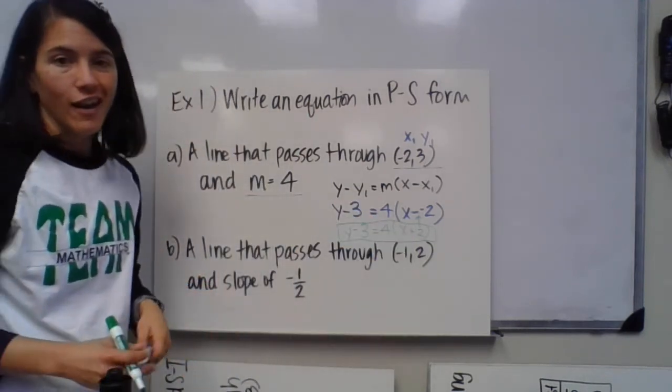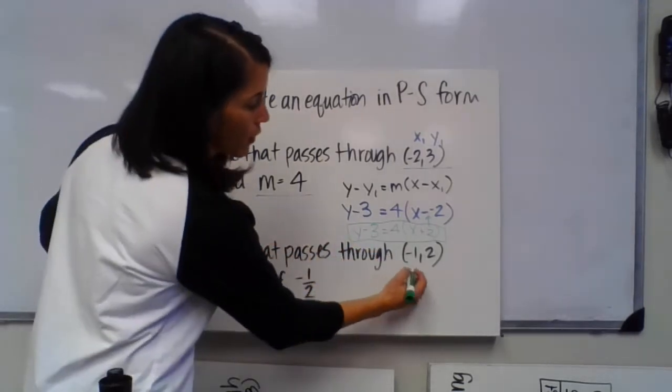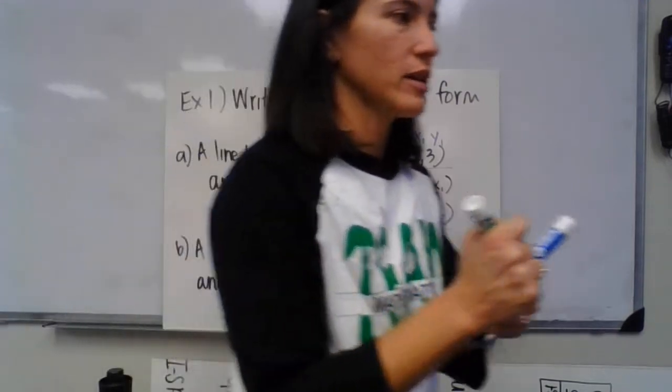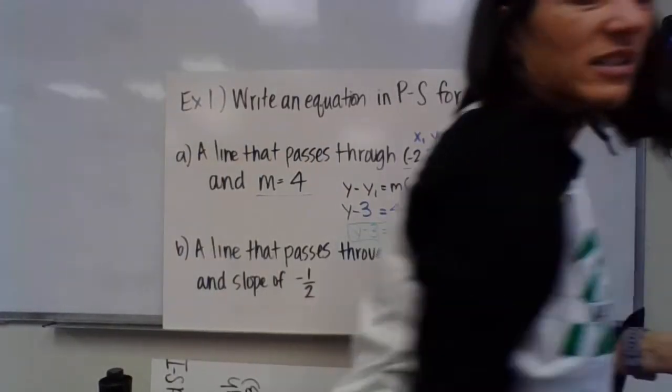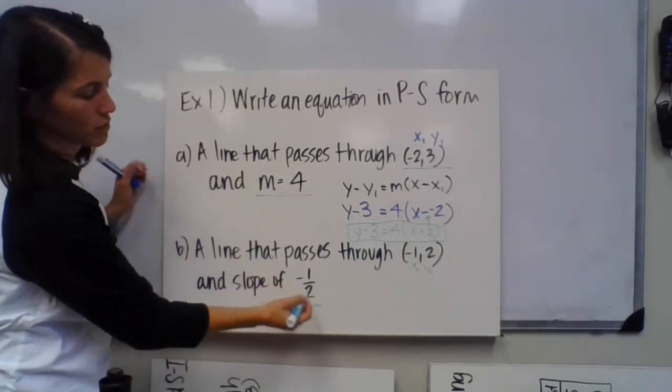All right, here's another problem, another equation. A line that passes through, so here's our point, x1, y1. I don't think you can see that green very well. Just trying some different colors. And then the slope of -1/2. Ooh, that one's almost out.